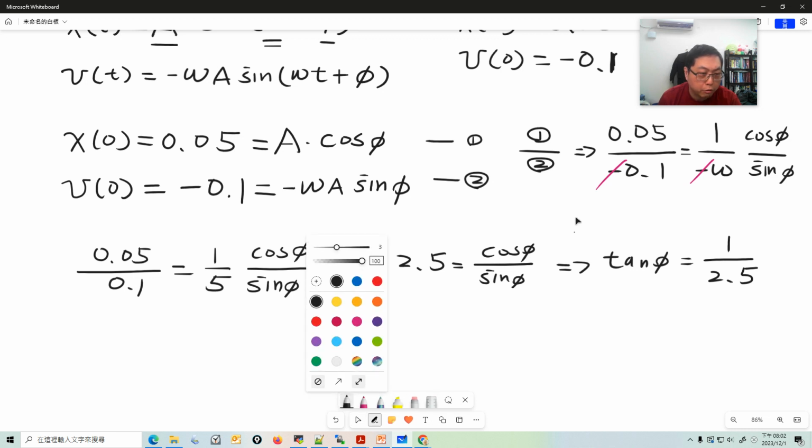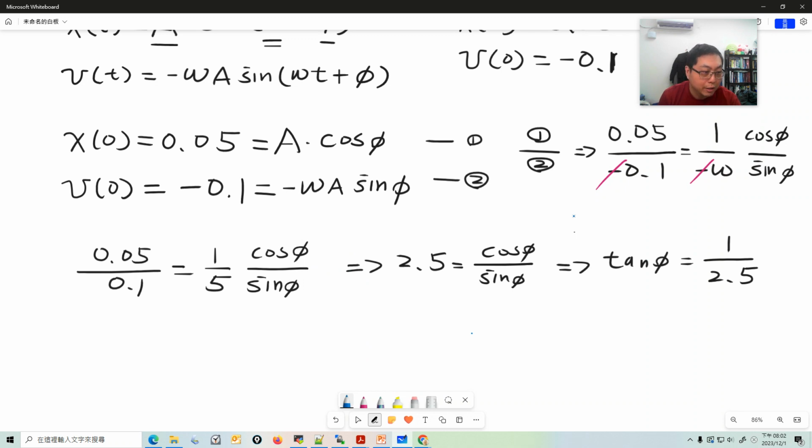Be careful for the unit, because I'm not sure your calculator is in degree or in radian. Be careful with your calculator. My calculator is in degree, but maybe for some calculators the angle is in radian. Mine is degree. Okay, I get the phi is equal to 21.8 degrees.